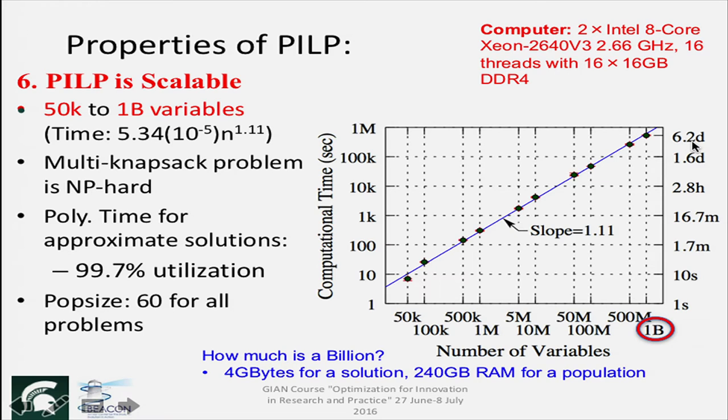So you may think 6.2 days, I have to wait, but hey, I'm giving you a 1 billion variable solution. You say, so what? But that means you don't understand the difference between 1 million and 1 billion. Because 1 million I give you in what, seconds? 1 million I give you in about 10 minutes. 1 million in 10 minutes. 1 billion, 6.2 days. Do you see now how big 1 billion is compared to 1 million? Yeah, so it's really a huge thing.